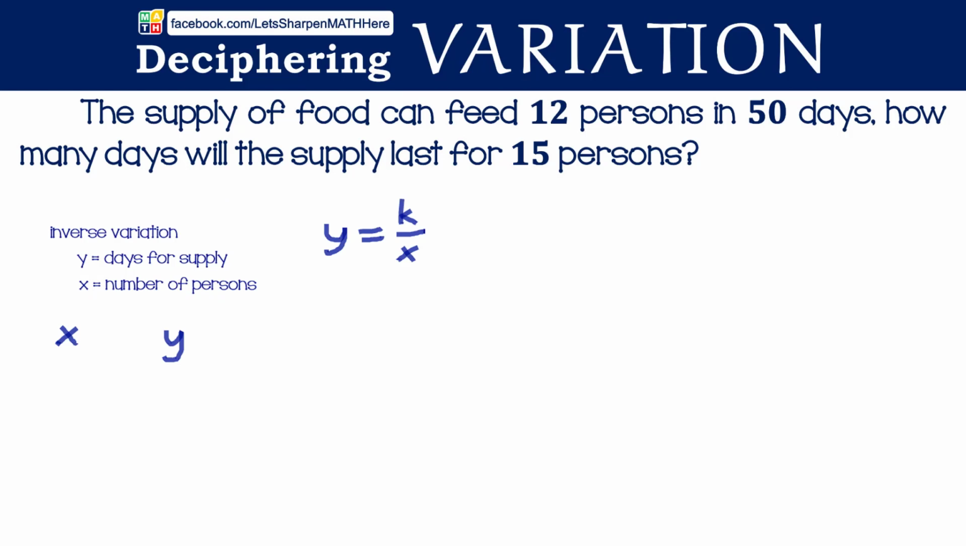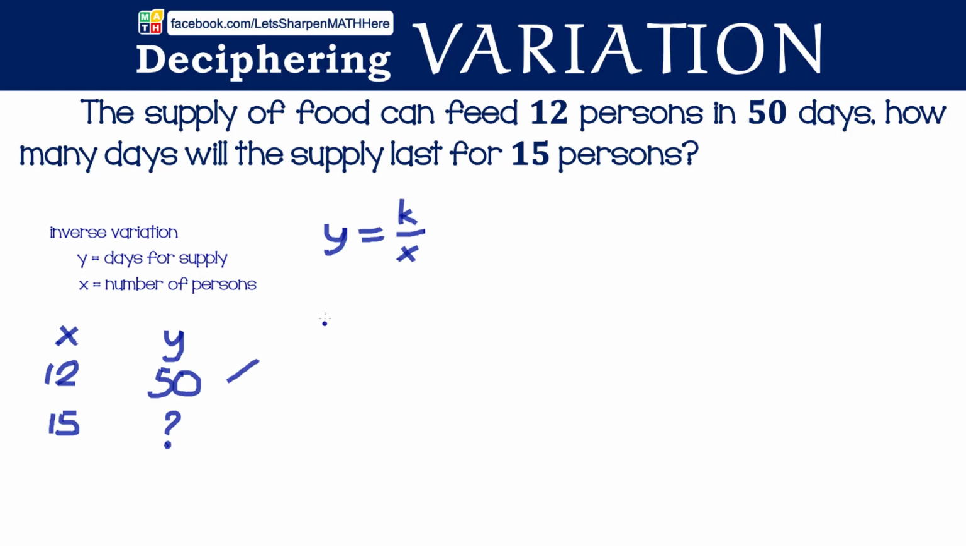In the first part of our problem, we know that the supply of food can feed 12 persons in 50 days. The number of days is your y, 50, and the number of persons, x, will have 12. So this is your first pair to be used in solving for the value of k. And we'll be using the second pair, which is here, how many days we're looking for, a number of days. That's your dependent variable. Now the number of persons increased to 15. So let's start with this pair.